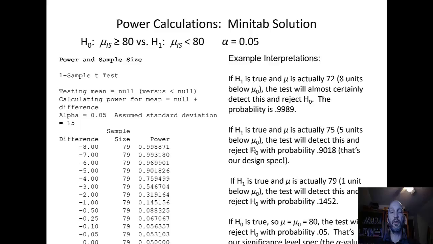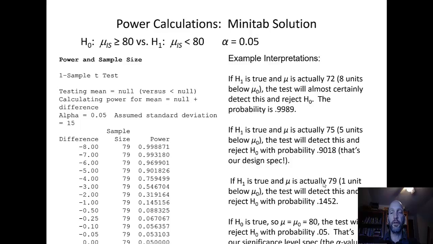If mu is 75, then the alternative hypothesis is true. This is what we came up with the sample size for, so let's just verify. In fact, we come over here and we see that power is about 90%. It's at least 90%. Again, that is not going to be exactly 90% due to rounding. The sample size has to be an integer, and you always round up.